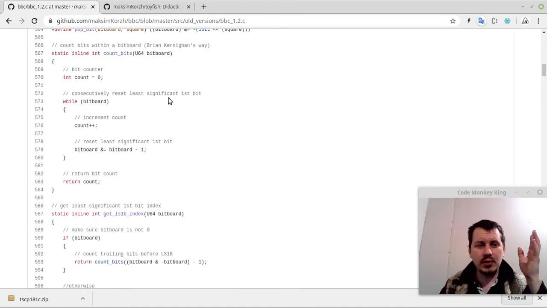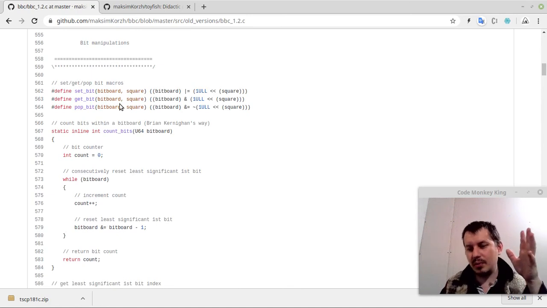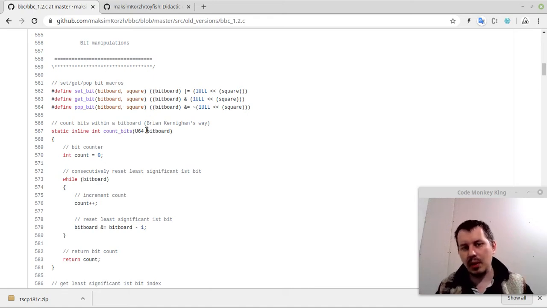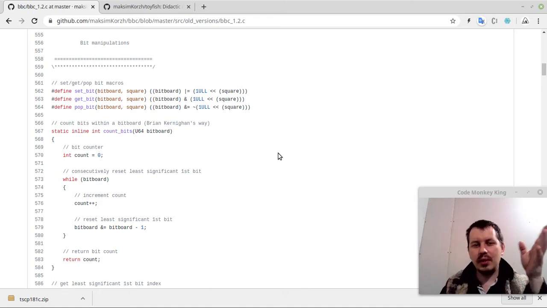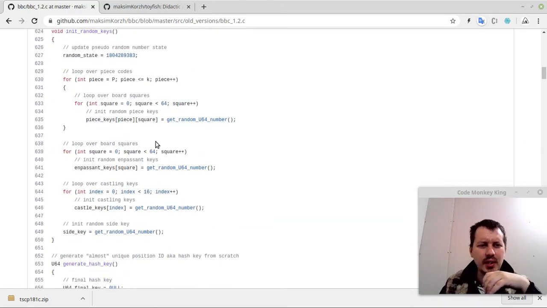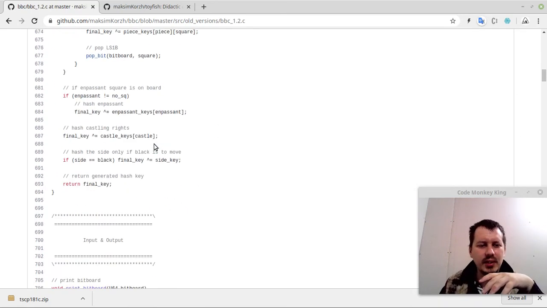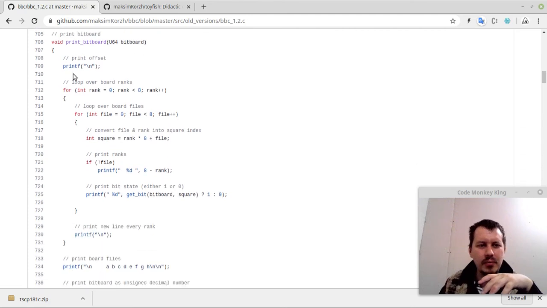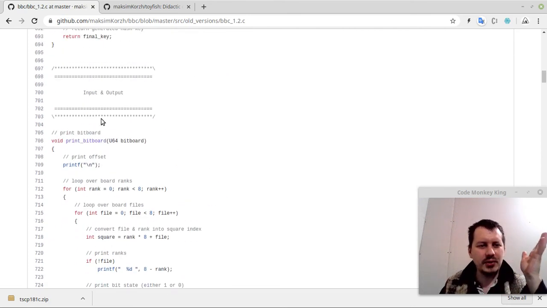The bit manipulation section to not rely on the hardware instructions that your processor might not even have if it's old and outdated like mine, but the pure software implementation, and so on and so on. Then the Zobrist keys to obtain the unique numbers, and so on. The input and output, the print board function. That's simple.